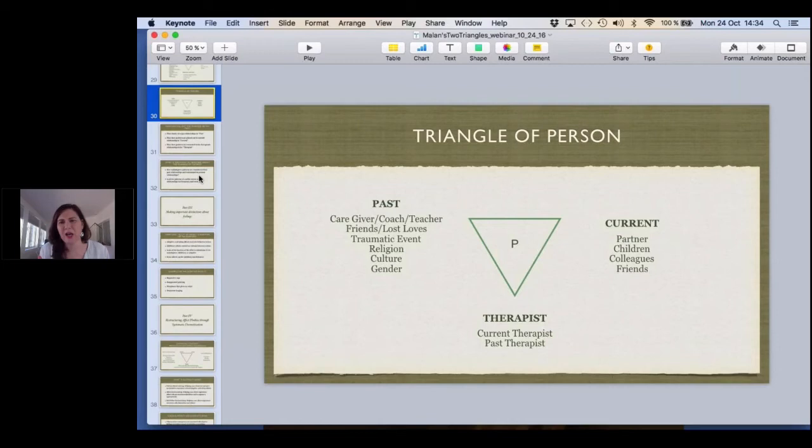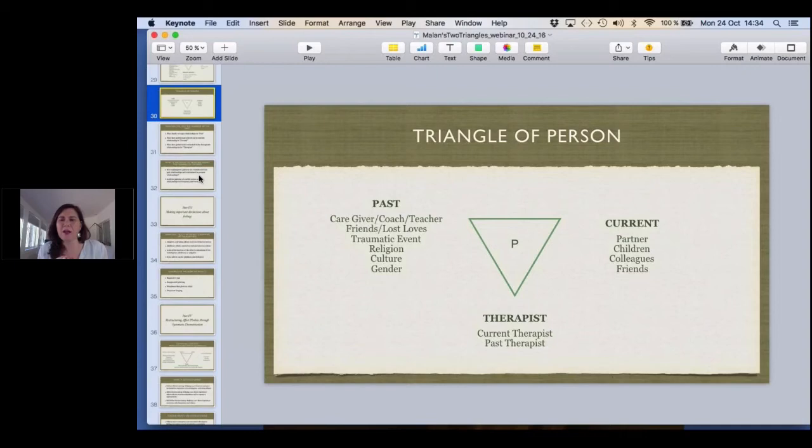And then over on the current side, you want to be looking at, if the origin of a defense started with the mother, how is it playing out with people in their current life: their boyfriend, girlfriend, husband, wife, friends, colleagues? To be honest with you, I hear a lot of work relationships where people are transferring feelings about their mother or father onto their boss, and then havoc reigns.